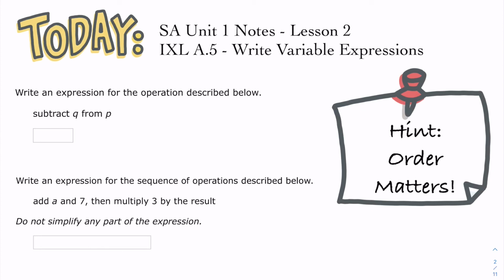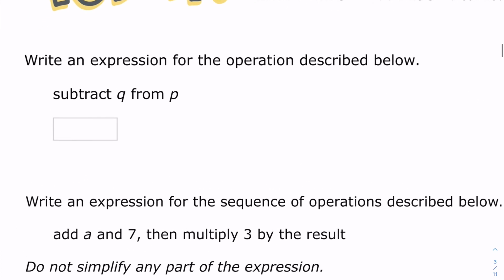Write an expression for the operation described below. Subtract Q from P. This one, the order is going to matter. So we're subtracting Q from P. In this case, the answer is P minus Q. Let me rewrite that. P minus Q. And that's it.